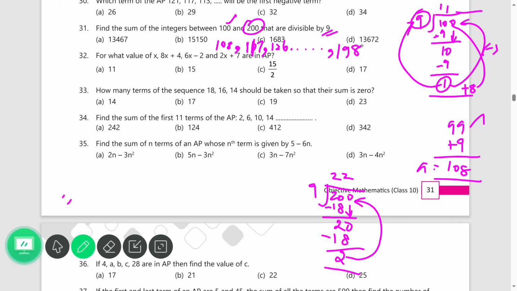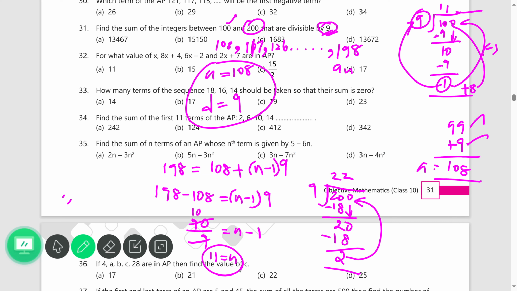108 you send to the opposite side. 198 minus 108 equals n minus 1 into 9. Subtracting gives 90. When you bring 9 to the opposite side, I am getting 10, divisible by 9. So this is 10. Minus 1 when you bring to the opposite side becomes plus 1, so 11 equals n. Be careful here. Understand? So the n value is 11, which means we have to find S11.